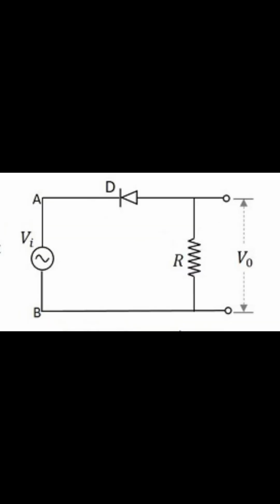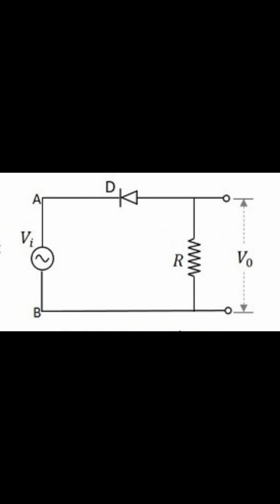For the clipper, VI, AC input voltage. D, diode connected in series, anode to input A, cathode to resistor. R, resistor connected to ground. VO, output voltage taken across resistor R. This is a positive series clipper. Function of the clipper circuit: the main function of this clipper is to act as a gatekeeper, allowing current to flow only in one direction.